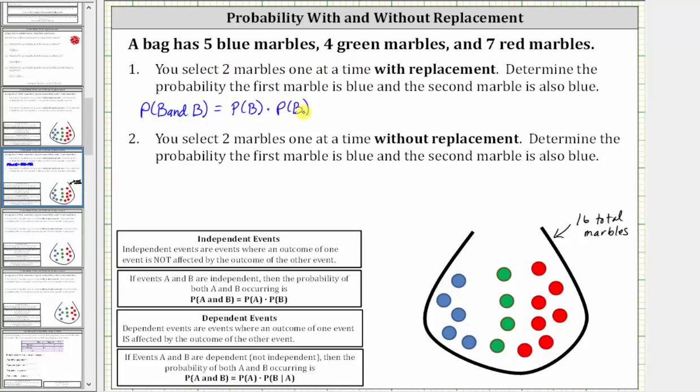And now to determine the probability of B, because 5 of the 16 marbles are blue, the probability of selecting a blue marble is 5 out of 16, or 5/16, which gives us 5/16 times, again, the probability of selecting a blue marble is 5/16. So we have 5/16 times 5/16. Nothing simplifies, and therefore multiplying, we have 25/256, or 25 divided by 256.